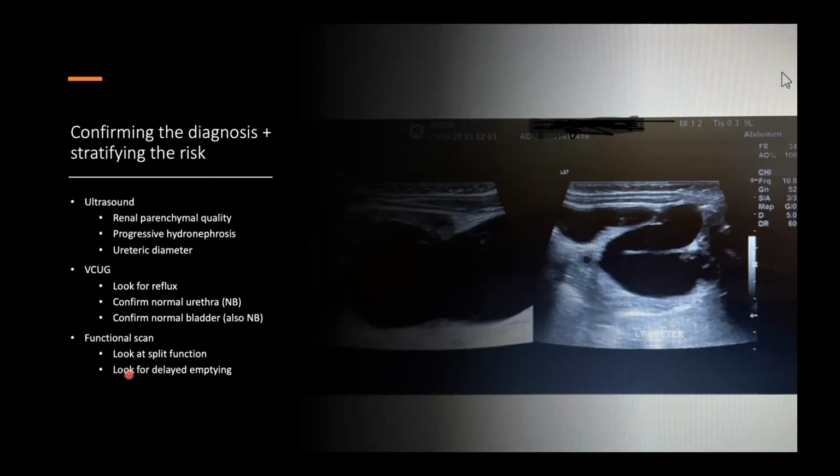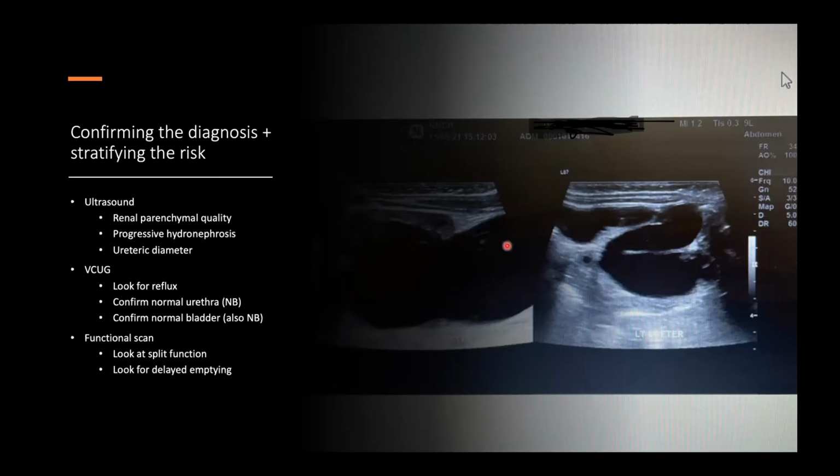And in the functional scan, once again, very specific questions. You want to know exactly how much is the difference between the two kidneys. And this is also important from a serial point of view. And then I would usually ask for a diuretic renogram at the same time and ask the technologist to look at both the kidney itself and the ureter to see if they're empty.